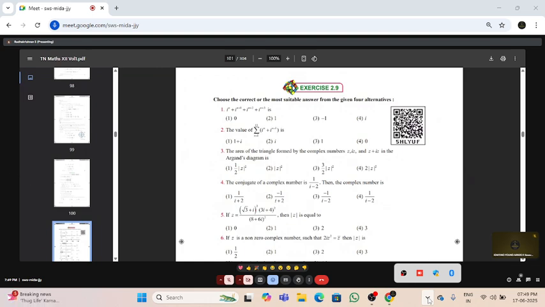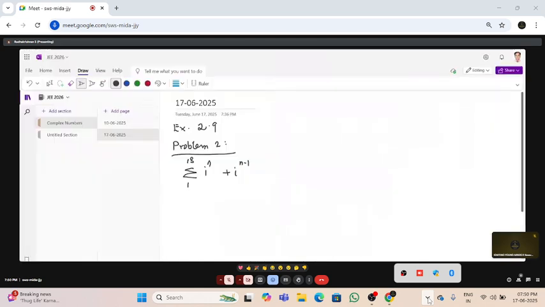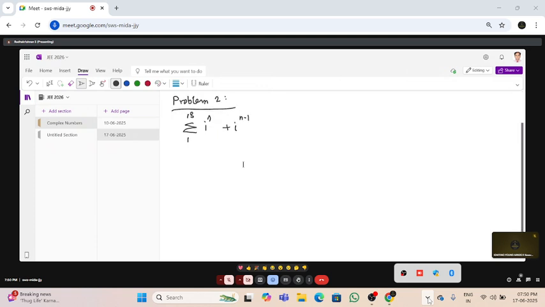Vedant, you've done it? Yes, sir. Okay, very good. You can see my working board. So the problem is sigma 1 to 13 of i^n + i^(n-1). Let me wait for Santosh and Matangi. Have you done it?